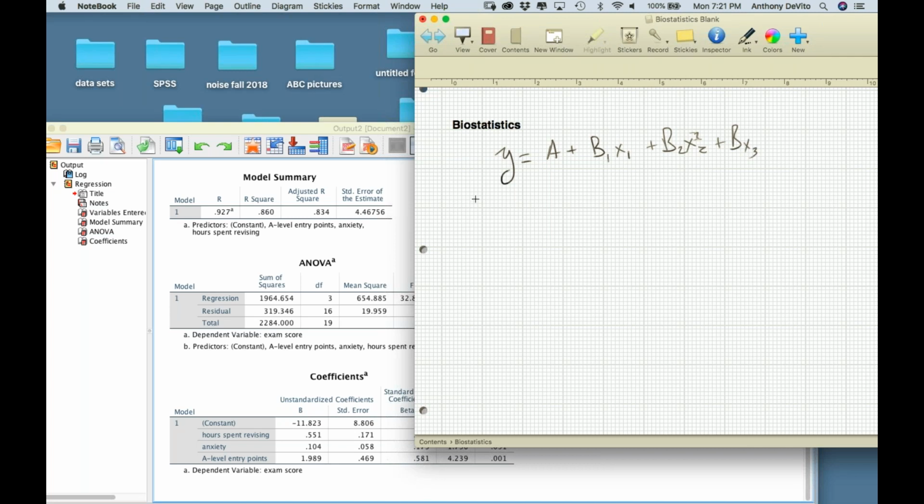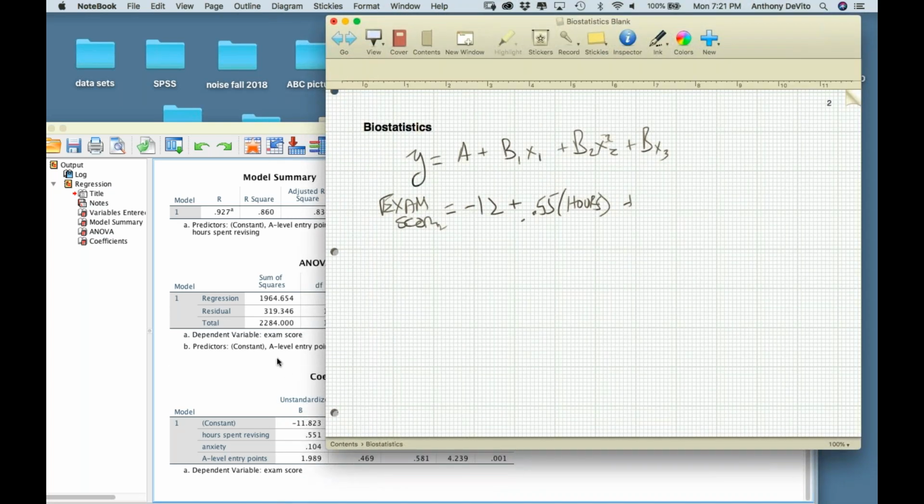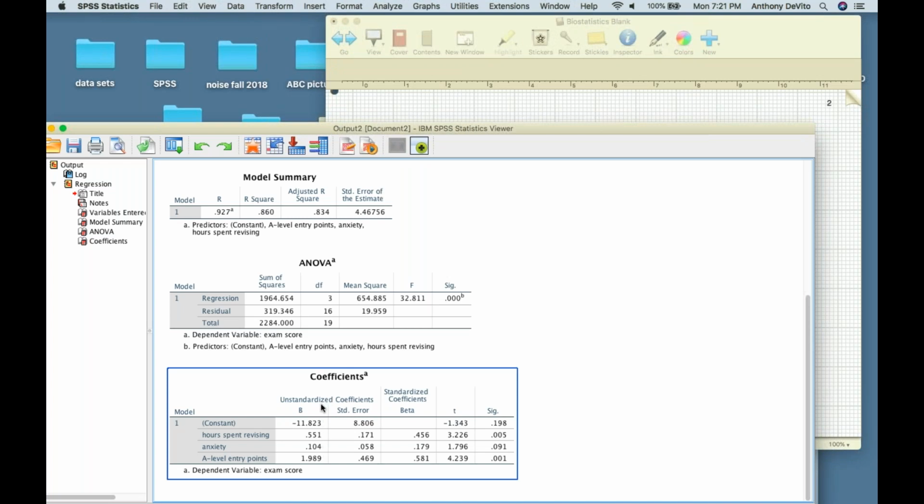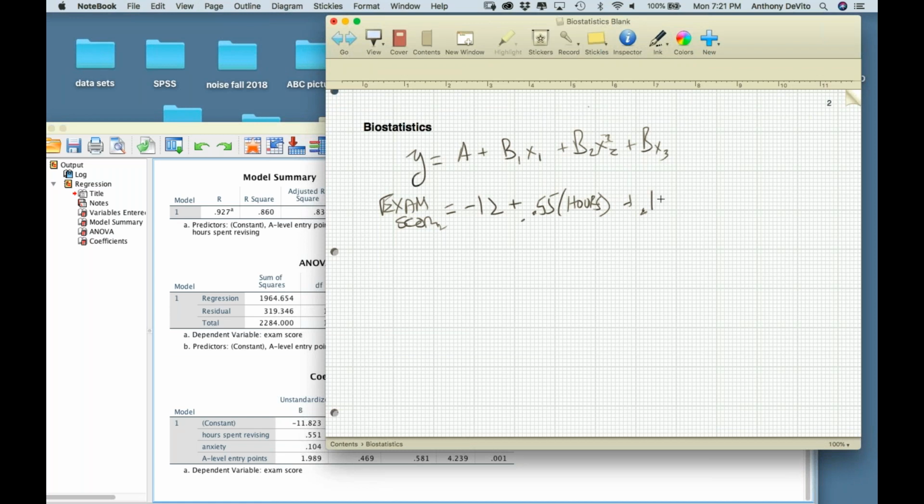What's that going to be? Well, that's equal to the exam score is equal to the y-intercept, which was negative 12, I'm going to call it, plus hours spent, 0.55 times hours, plus 0.1 times, I'm rounding these off, times anxiety. Was that negative or positive? Was that negative? Is that positive?